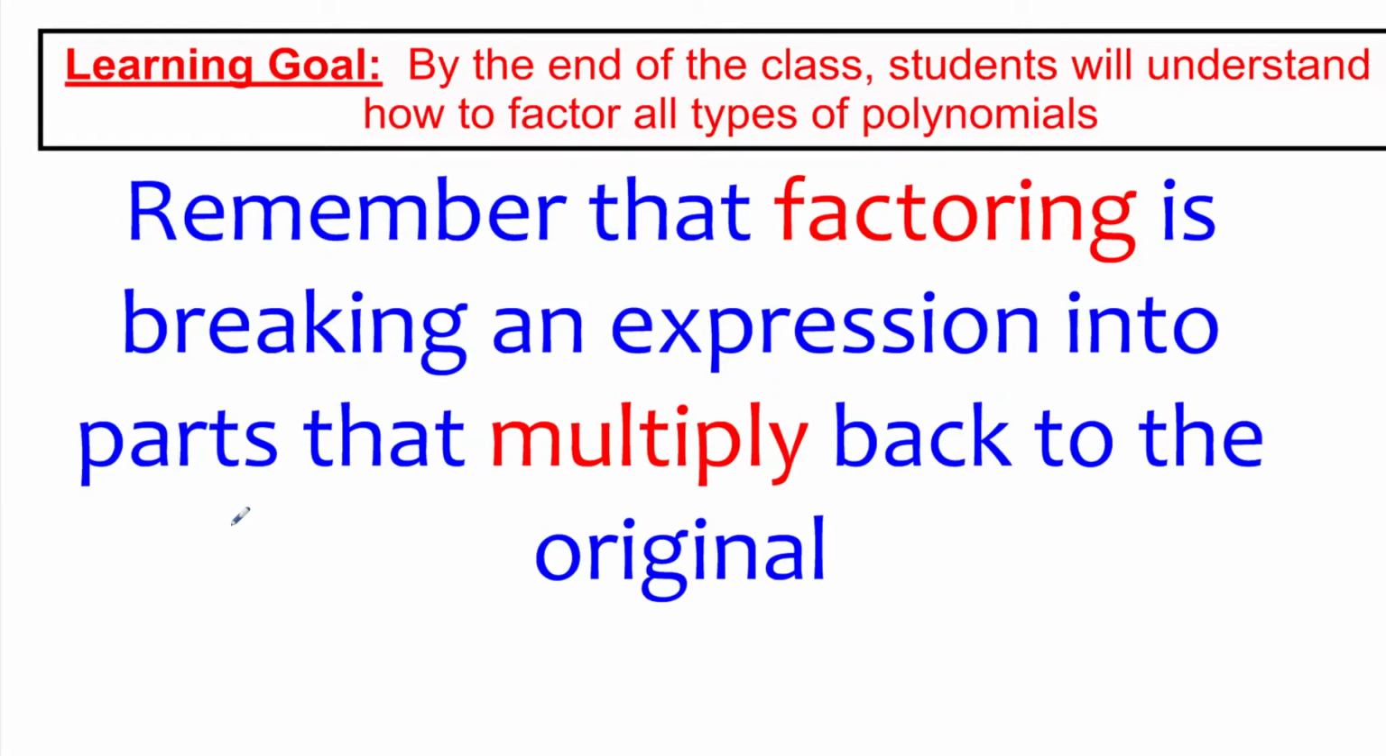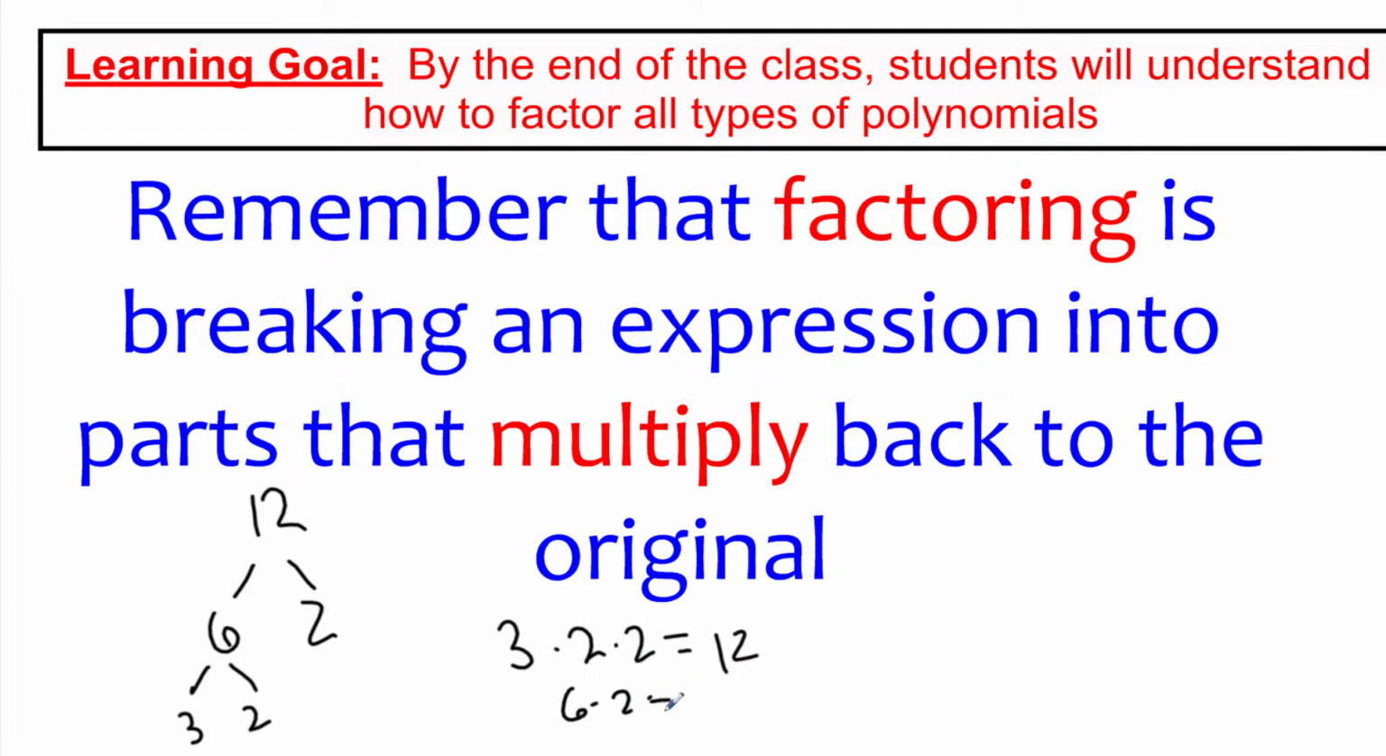Here's a simple example, just using numbers, of what we mean by factoring. If I said take the number 12, you could factor 12 into 6 and 2. That's factoring. I could further break down this 6 into 3 and 2, so another factored version is 3 times 2 times 2 is equal to 12. We're just trying to break up some expression, in this case 12. I could break it up into 3 times 2 times 2, 6 times 2, or 3 times 4.